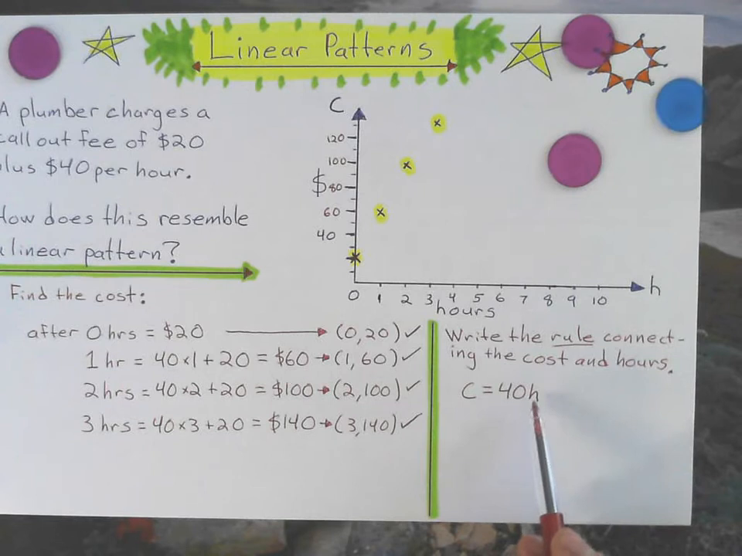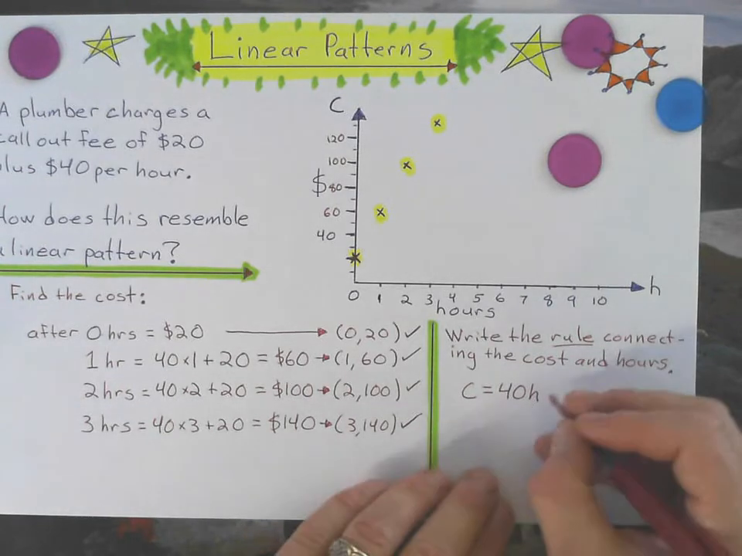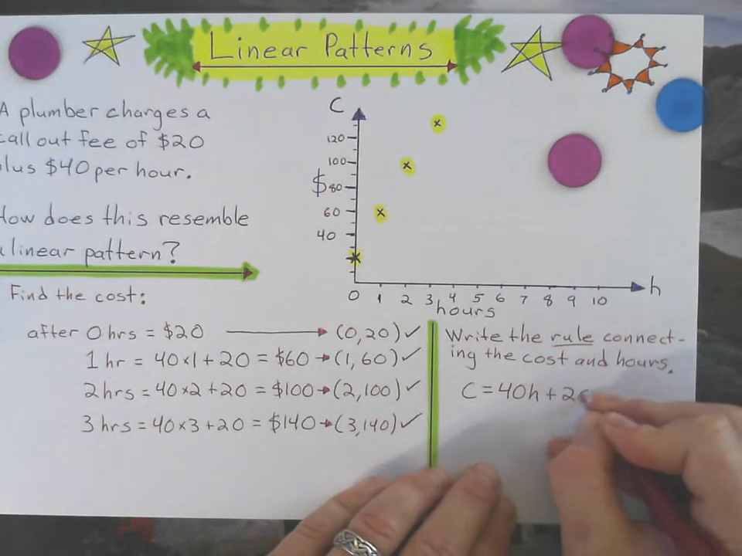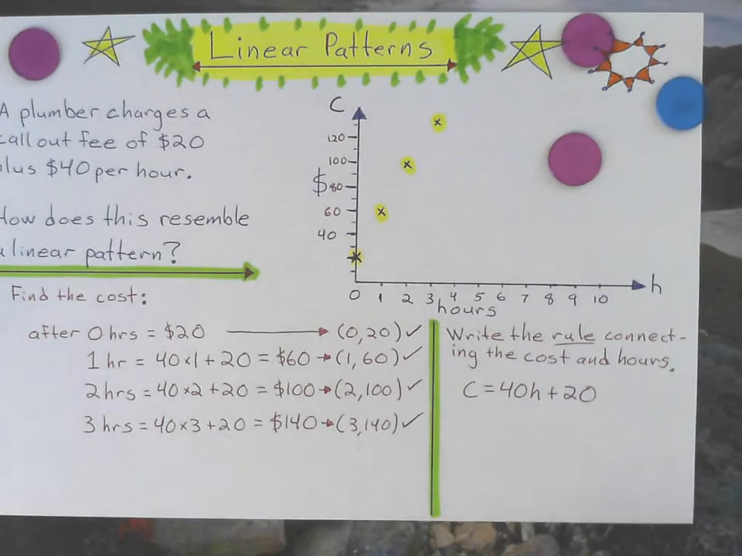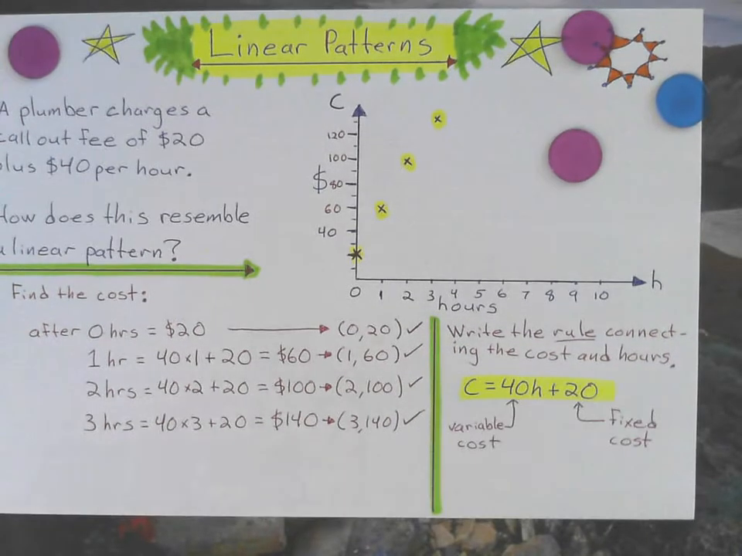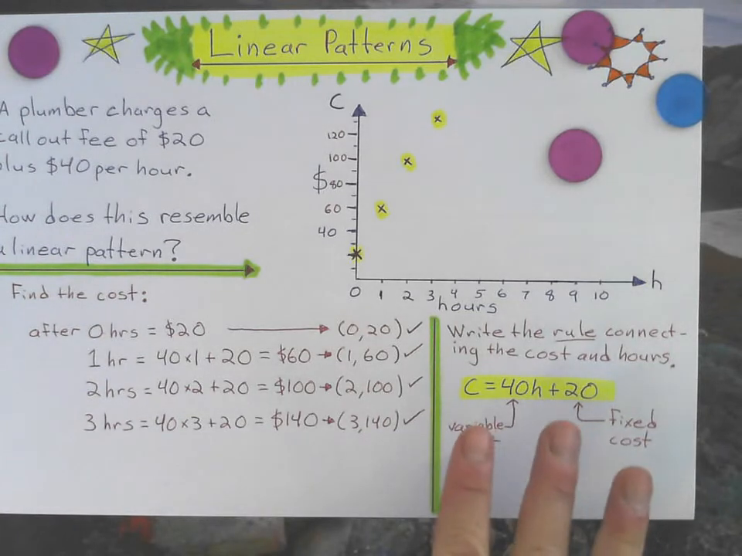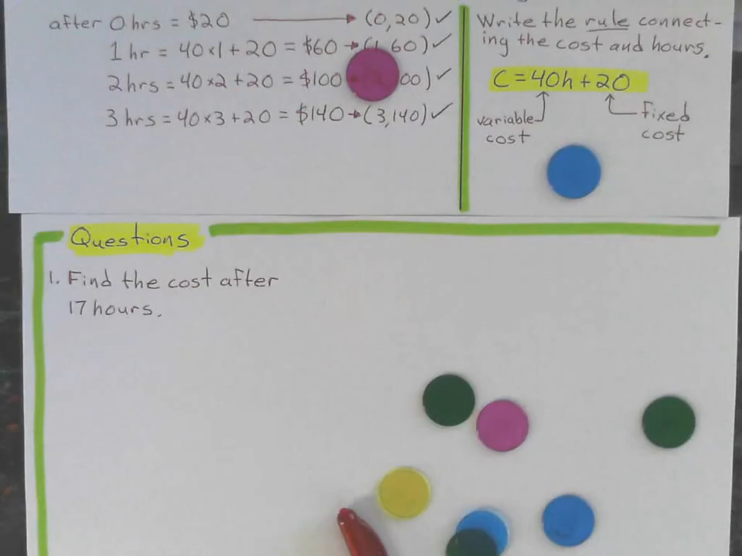Cost equals $40 times every hour plus the $20 call-out fee. Okay, so our equation is cost equals 40 times H plus 20, where 40 represents variable cost and 20 represents fixed cost. And once we have the equation, we can ask any questions.